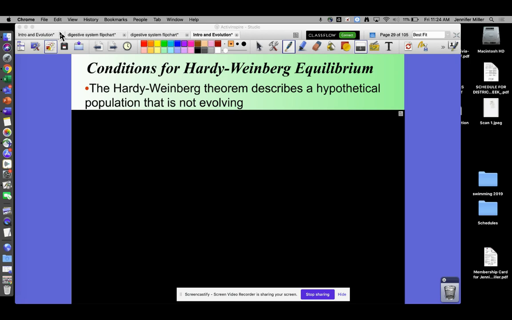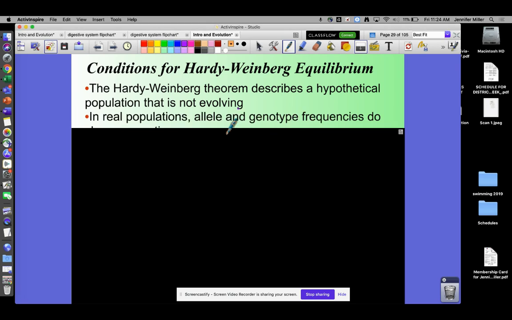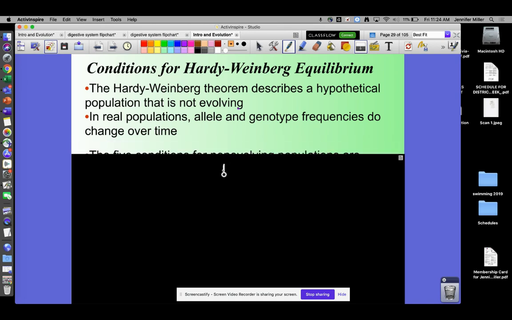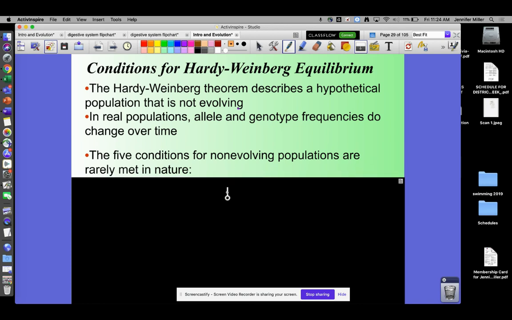All right, so they describe a population that is not evolving. In a real population, things are changing. So here's a way to test whether things are changing using this Hardy-Weinberg equilibrium. There are 5 conditions that have to be met for non-evolving populations, and these are very rare in nature. But all 5 have to be met in order to fit the Hardy-Weinberg equilibrium.